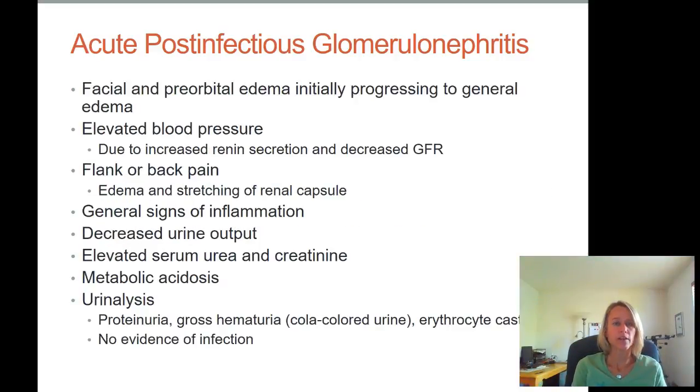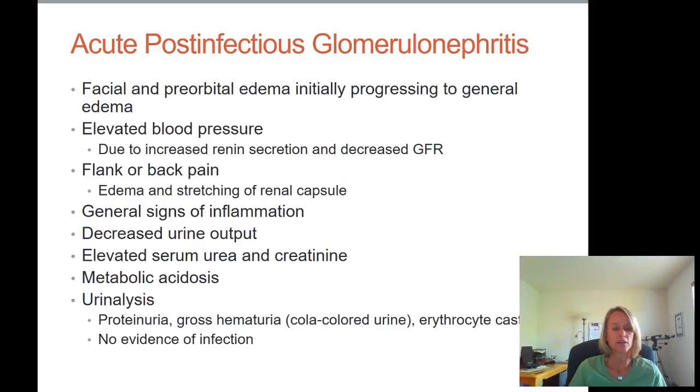Okay, so let's look at some of the signs and symptoms. So we see facial periorbital edema, initially, and this progresses to generalized or widespread edema. Elevated blood pressure, and this is due to increased renin secretion and the decreased GFR. Flank or back pain, and this is due to edema and stretching of the renal capsule. General signs of inflammation, such as fever, malaise, increased white blood cell count. Decreased urine output, that's due to the decreased GFR.